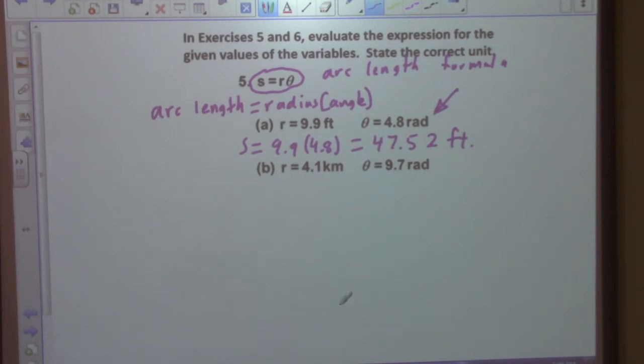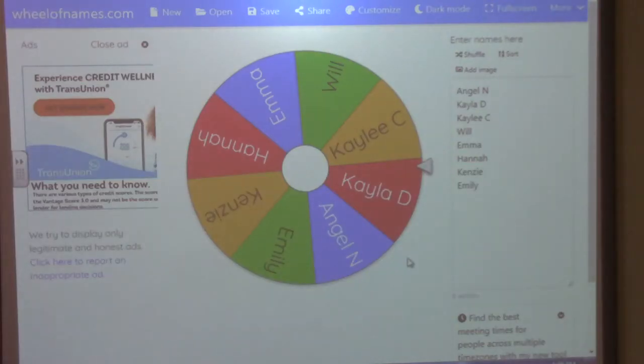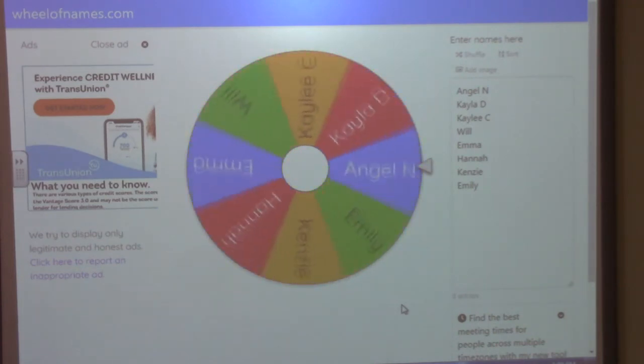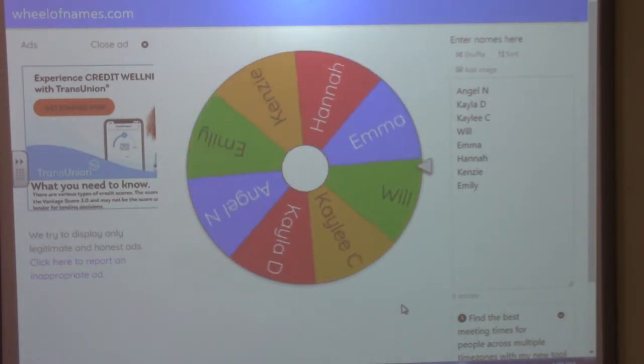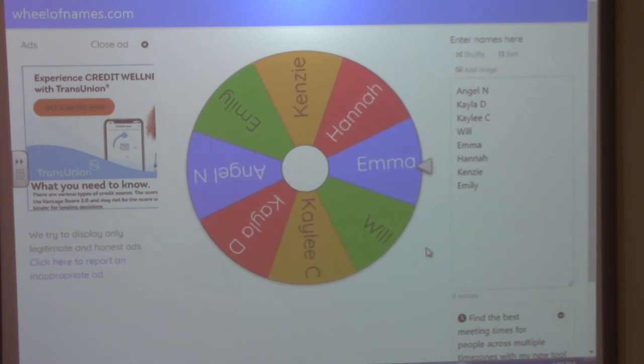So I want to choose somebody to do part B for us here. Very similar type of problem. So I'll just pick somebody for that. It's going to be Emma. So Emma, you can do part B for us here.